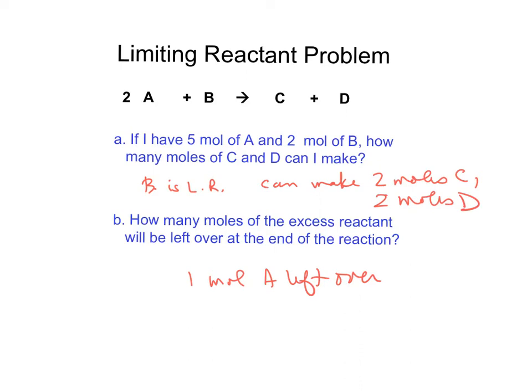Also, let's see, we've accounted for A, C, and D. How much B is there? The answer is 0 at the end of the reaction. So B, the limiting reactant, is completely consumed.